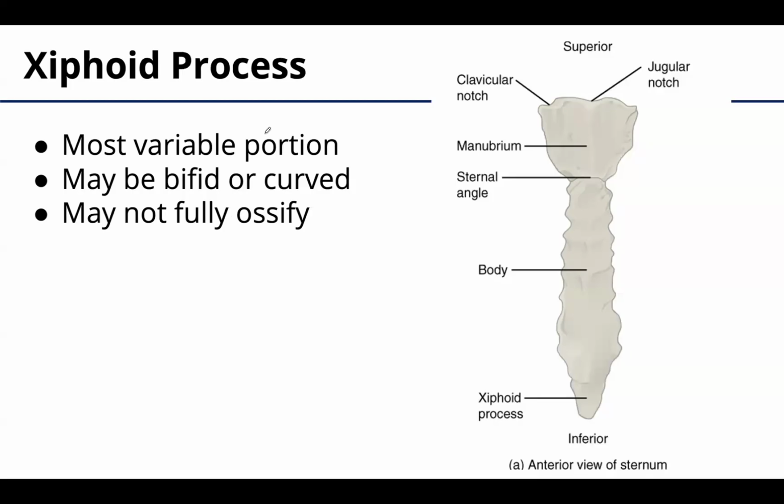The xiphoid process of the sternum is the most inferior portion. It's also the most variable portion. Not all xiphoid processes look the same. It may not even be fully ossified, or fully bone, even into adulthood, and that isn't necessarily pathological. It's just a variation that occurs. There are other variations as well. It could be bifid, meaning that it's split into two different parts, or it can even be curved. Usually it curves inward or posteriorly, and you don't want it to curve too far inward because there are important structures there.